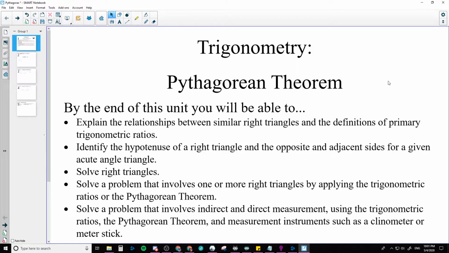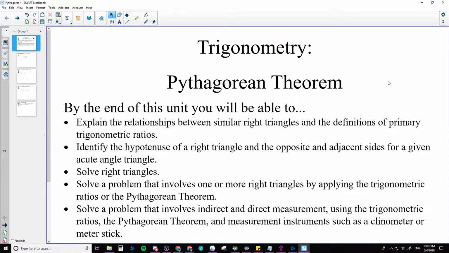We are talking about trigonometry in these next series of videos. Specifically in this video, though, we're going to deal with Pythagorean theorem. By the end of all of these videos, you will be able to explain the relationships between similar right triangles and the definitions of primary trigonometric ratios.